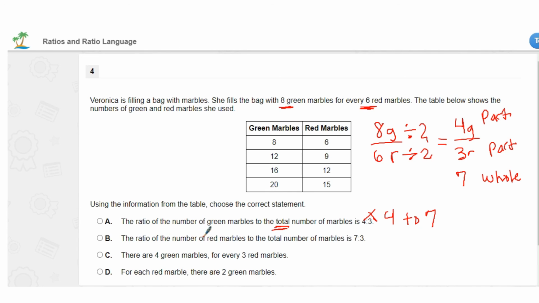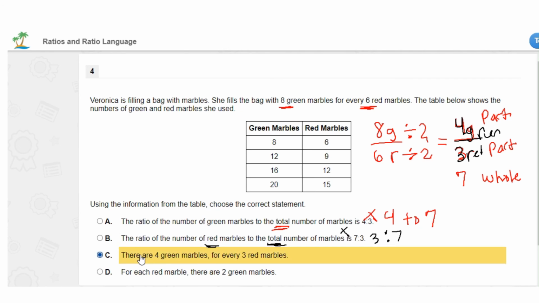The ratio of the number of red marbles, so my red marbles is going to be simplified, is 3 red. So I'm going to put 3. I can already eliminate this one because the order is incorrect. The total number of red marbles to the total. So it should actually be 3:7. And the ratio says 7:3, so that is incorrect. I'm going to move to the next one. There are 4 green marbles for every 3 red marbles. 4 green for every 3 red. That is true. I'm going to go ahead and pick that one.